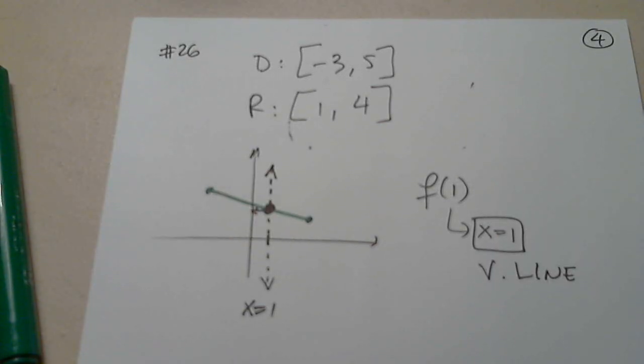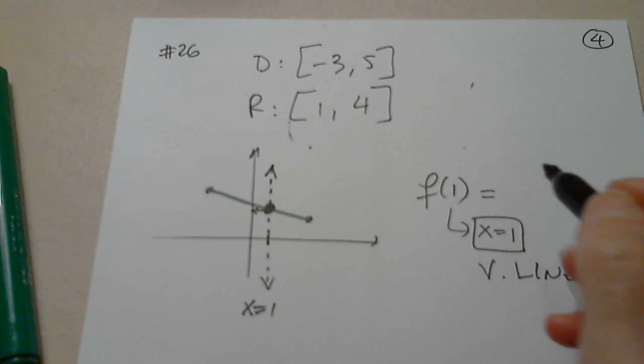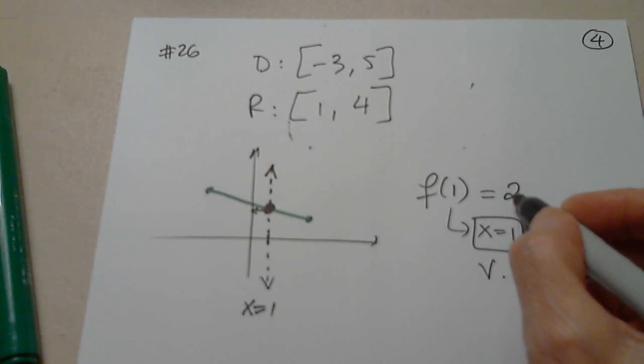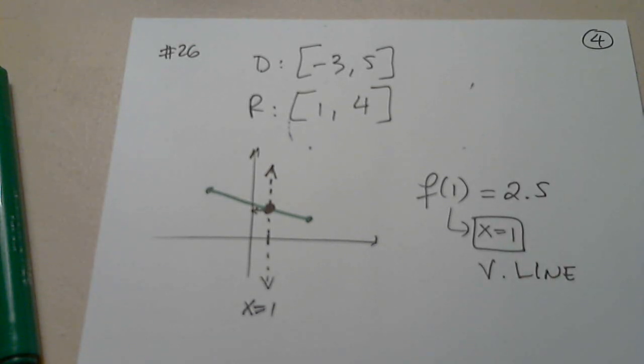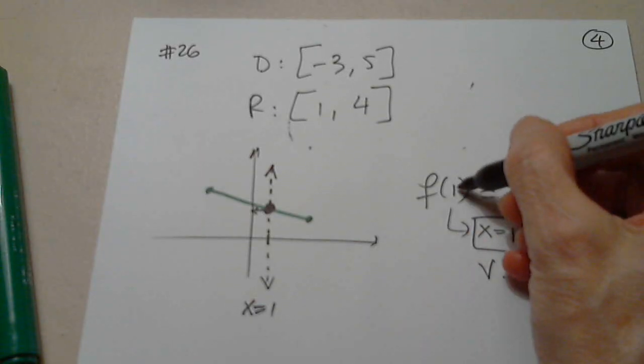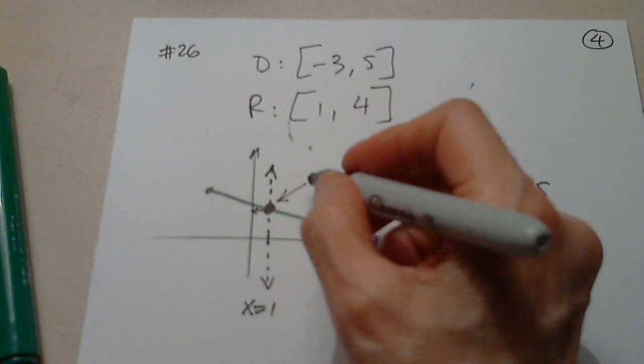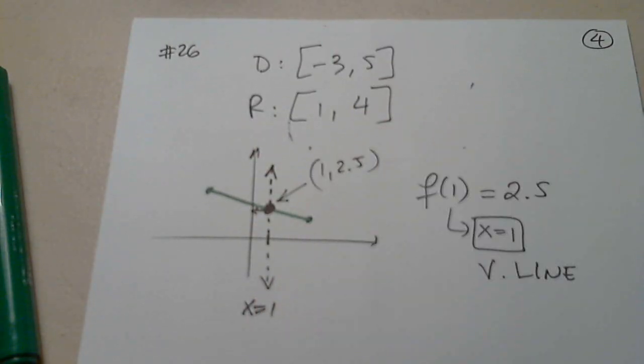So now let's look at the graph. F of 1. Yes, we have to approximate. What will be f of 1? Roughly. It's about 2.5. Excellent. So basically we read from the point 1 comma 2.5. So this point on the actual graph is 1 comma 2.5.